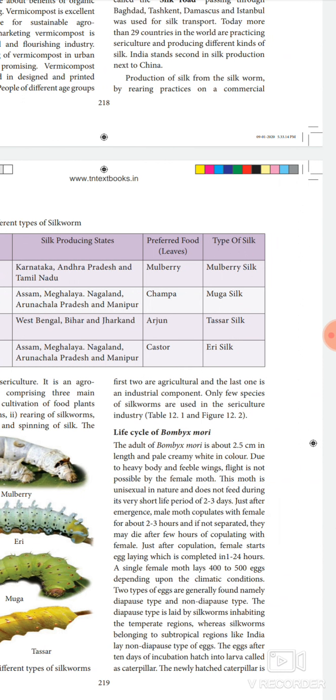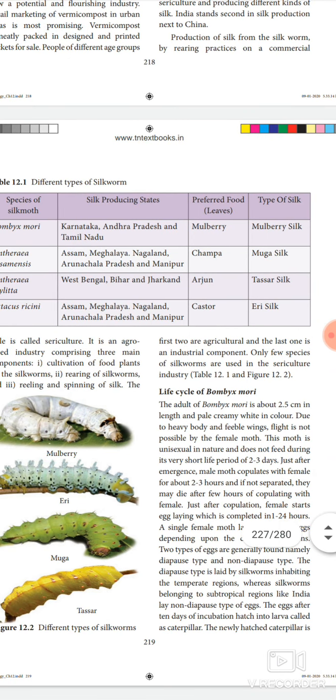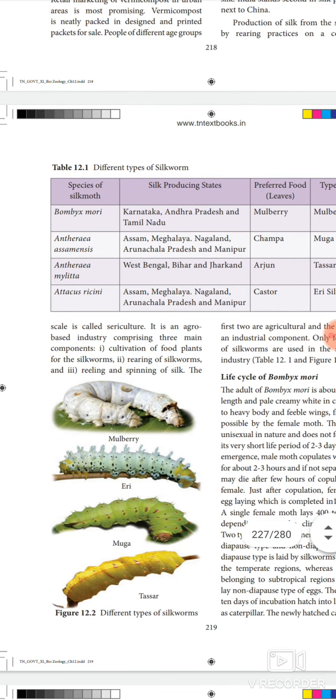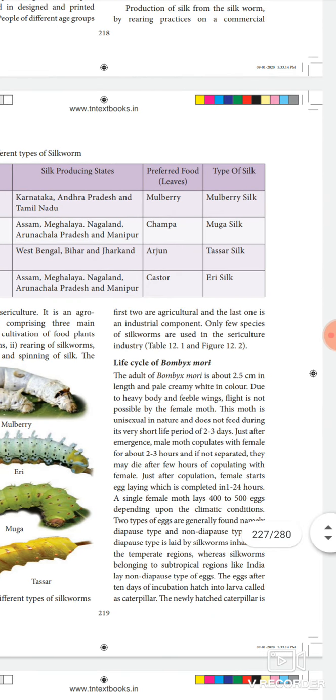Okay, the first two are agricultural. What are the first two components? Cultivation of food plants for the silkworm and rearing of silkworm. These two components are agricultural, and the last one is an industrial component. Because once the silkworm has grown well, it is taken to the mill, to the spinning mill industry, and the silk is separated. So this is called the industrial component. The first two are agricultural, the last one is industrial.